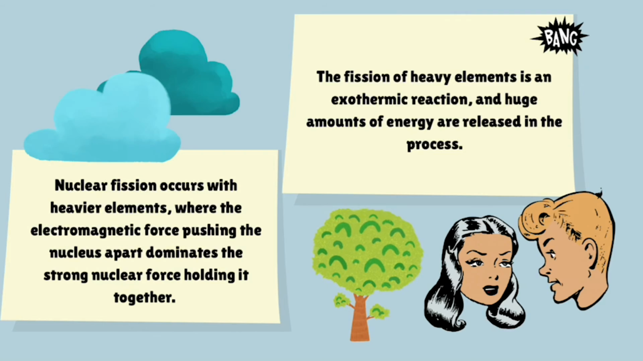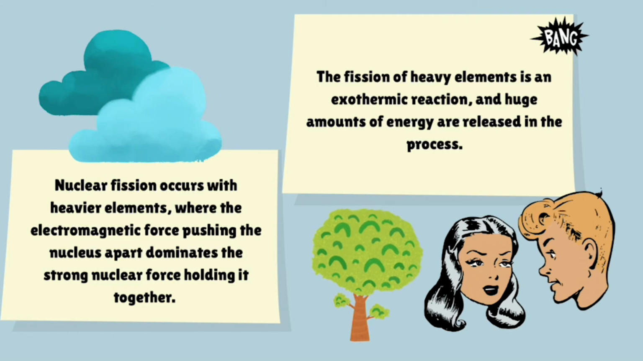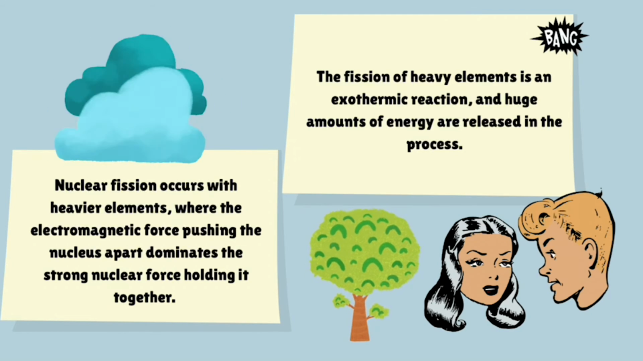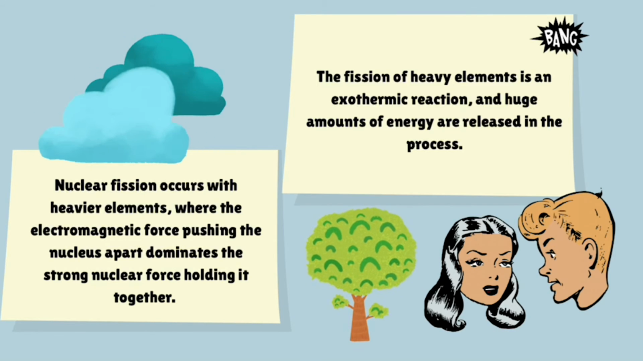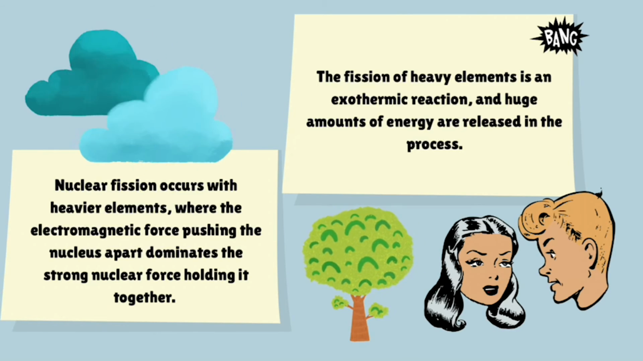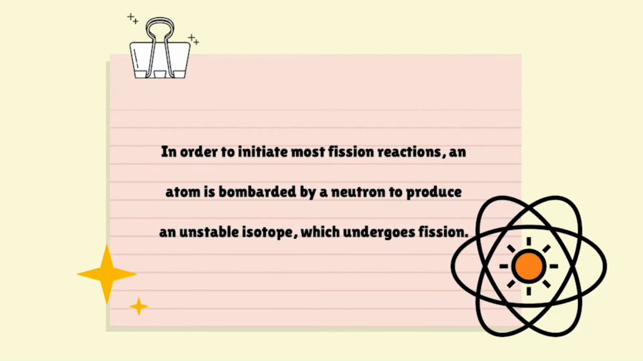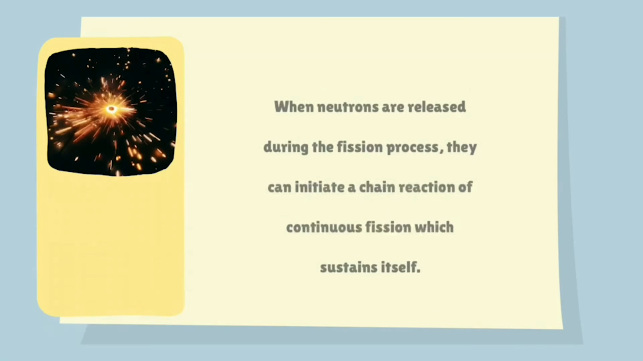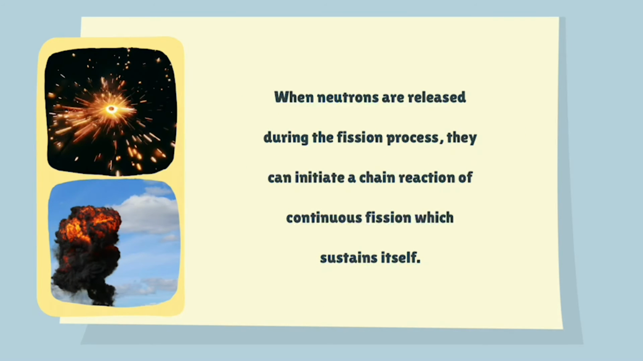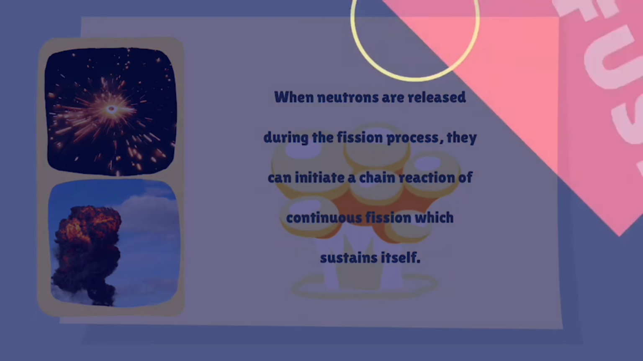Nuclear fission occurs with heavier elements, where the electromagnetic force pushing the nucleus apart dominates the strong nuclear force holding it together. In order to initiate fission reactions, an atom is bombarded by neutrons to produce an unstable isotope, which undergoes fission. When neutrons are released during the fission process, they can initiate a chain reaction of continuous fission within the substance itself.